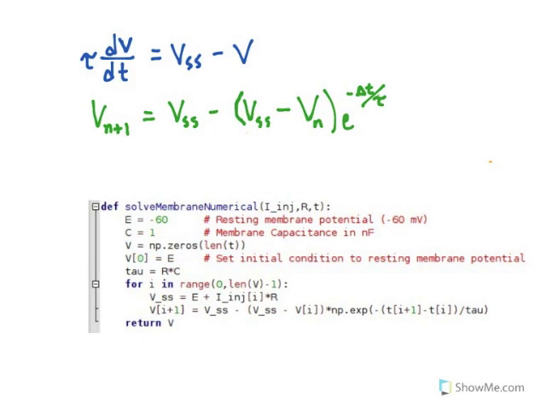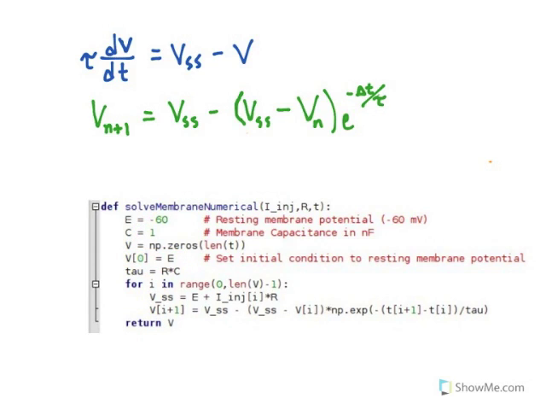Now I'm setting my initial condition in this next one. I'm saying the first element in this list of membrane potentials, or V. So you can think of V as a list, or the more technical term is an array. And I'm saying the first element of this list of numbers is going to be equal to the resting membrane potential. So that's just an initial condition that I'm imposing on the system.